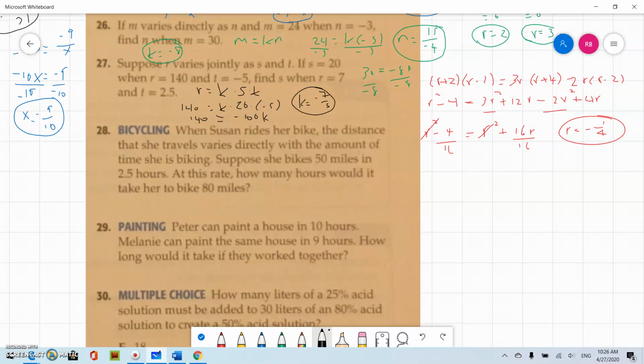Okay? And I want you to find S when R is 7. Sorry, I'm writing it here. R is 7, k is negative 7 over 5, we don't know what S is, and T is 2.5. So 2.5 divided by 5 is 2. So we multiply both sides by 2. So it's 14 equals negative 7S. Then divided by negative 7, S is negative 2.